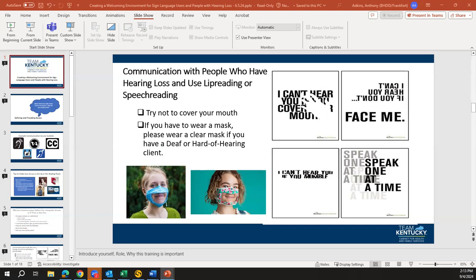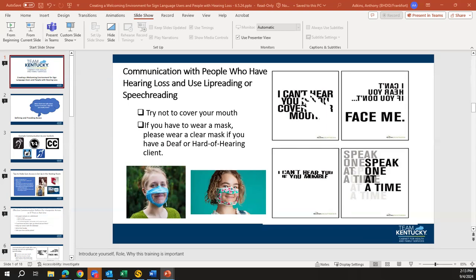Then on the right side of the screen, you can see how some of the words are covered up or blurred out. This would be equivalent to trying to speak to someone who is only using their lips and speech reading to understand what you're saying. If you're talking off to the side of someone and not directly facing them, they're not able to see your entire mouth and how it's moving.